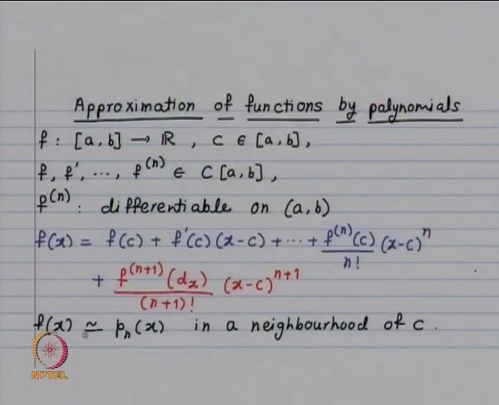Under these conditions, what we get is f of x is given by f of c plus f dash c into x minus c plus ... plus f n c upon n factorial x minus c raised to n plus the remainder term. The expression in blue is a polynomial. Our point c is fixed, x is varying over interval a b, and the remainder is a function of x. The disadvantage of this polynomial approximation is that it is going to be a good approximation in a neighborhood of c.